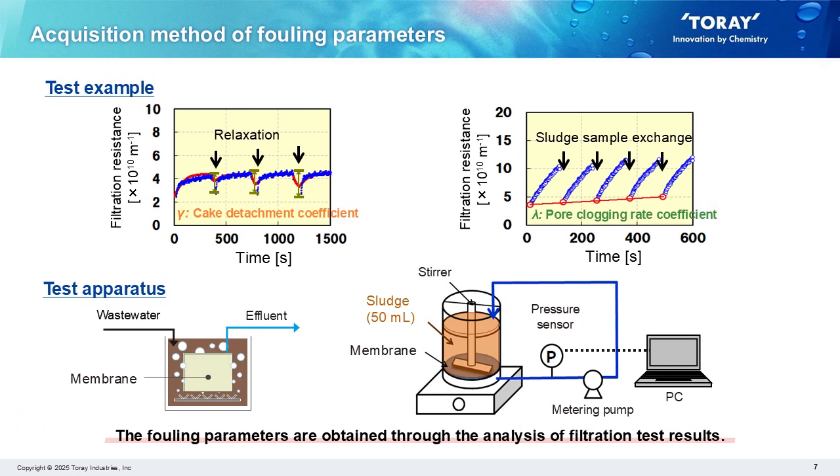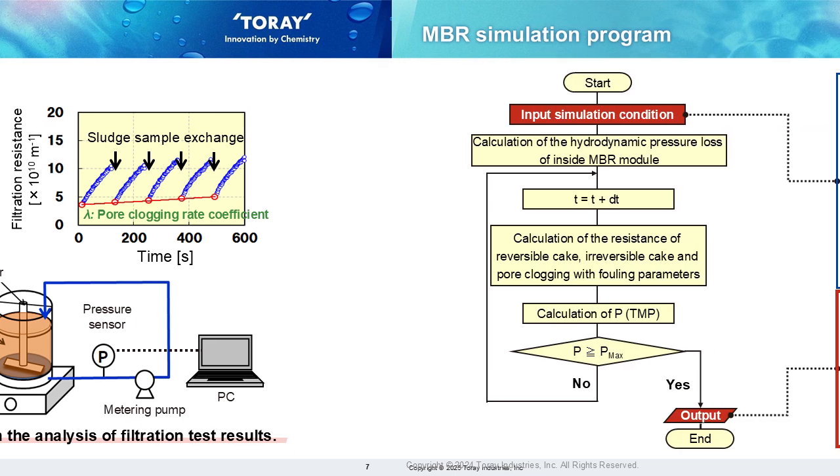The fouling parameters required for the simulation are acquired through the analysis of laboratory filtration test results. This is the schematic apparatus. In the tests, a small amount of the activated sludge from the MBR plant is repeatedly filtrated in varying conditions. For example, the fouling parameter, the pore clogging rate coefficient, is calculated by repeated filtration with sludge sample exchange.